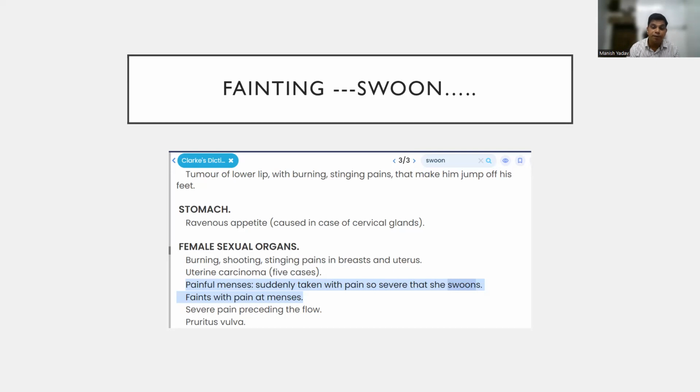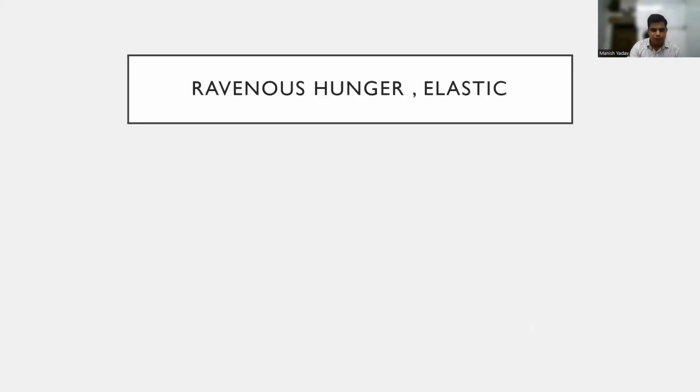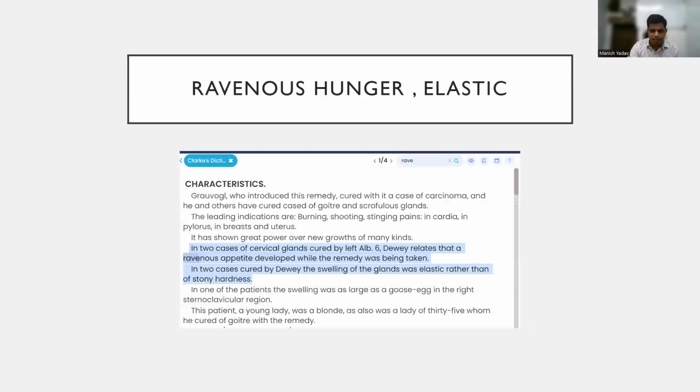So it's a very painful remedy, though, dysmenorrhea. So you can keep in mind fibroid, dysmenorrhea, burning, ravenous appetite, and fainting. If accompanied, maybe Lapis alba can be of great help to these patients. Ravenous hunger and elasticity we already spoke about. Clark has given a very nice description of Lapis alba. I would urge you to go and read. He says that the leading indication is burning, shooting, stinging pain in cardia, that is here in the pylorus, in breast and tumor, uterus, which I already spoke about.